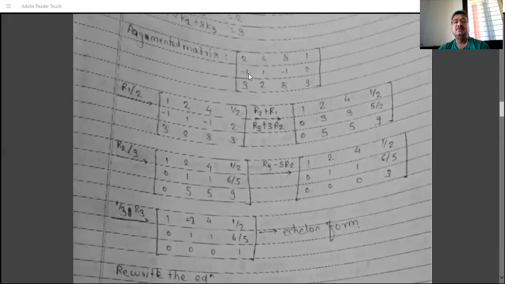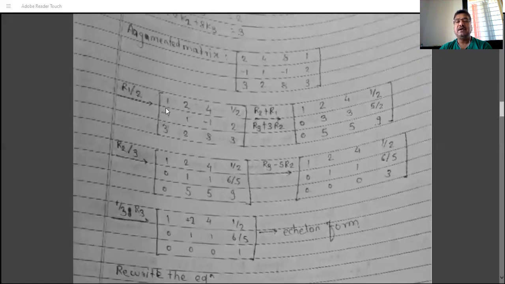So this is another way to obtain 1. In order to avoid the fractional, like the 1/2, we have to interchange the first row and second row, and then multiply the first row by -1. Or, in another way, multiply the first row by 1/2. So we have 1, 2, 4, 1/2.